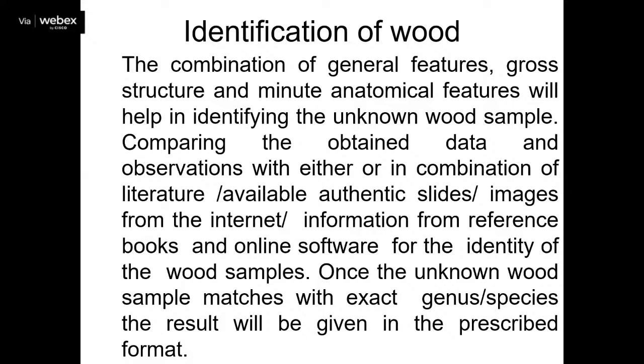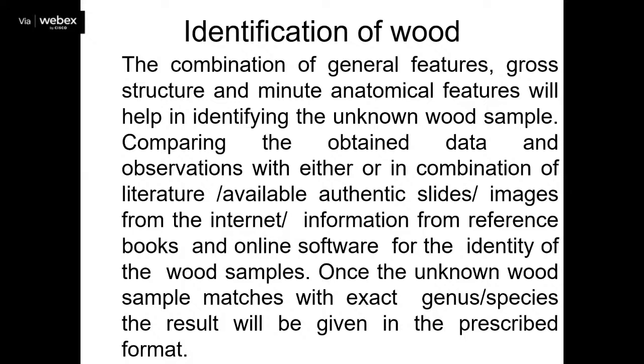For that, what do we have to do? We compare the obtained data, whatever observations we have made, with either or a combination of literature. We have a lot of literature in wood anatomy on the general anatomical features of different species. We have authentic slides, images from the internet, and information from reference books or online software. Then we compare the unknown sample with the slides or literature. Once the unknown wood sample matches an exact genus or species, the result will be given in the prescribed format.